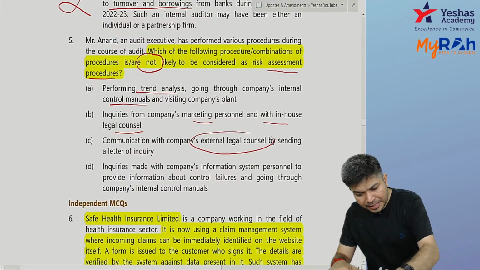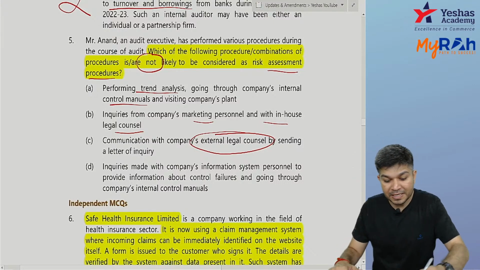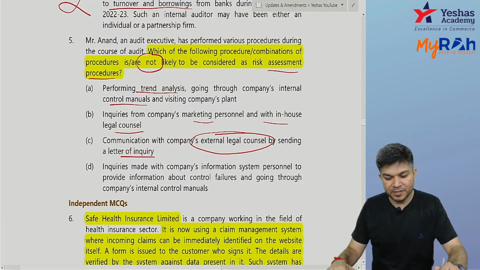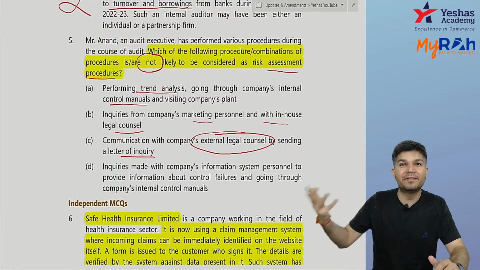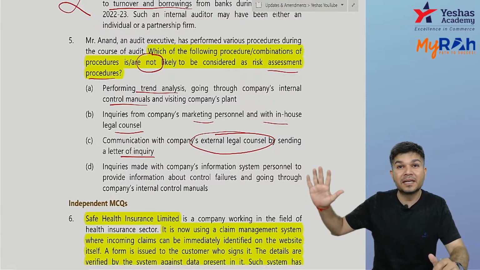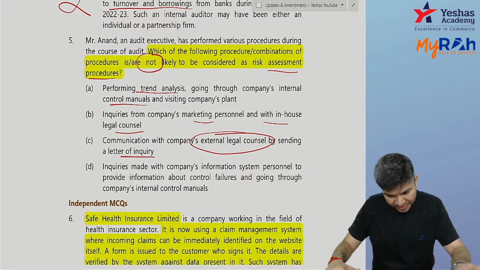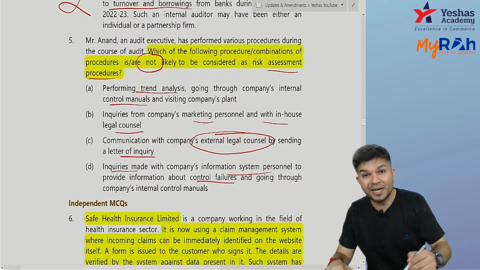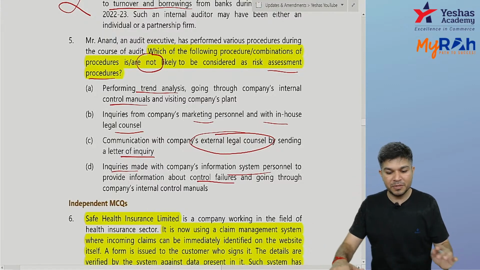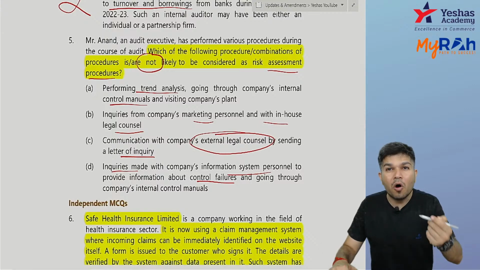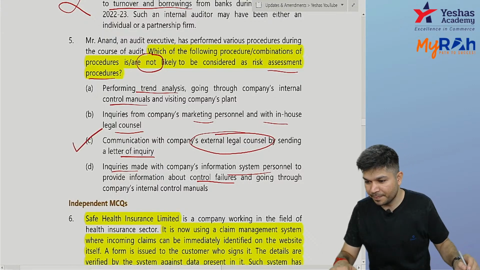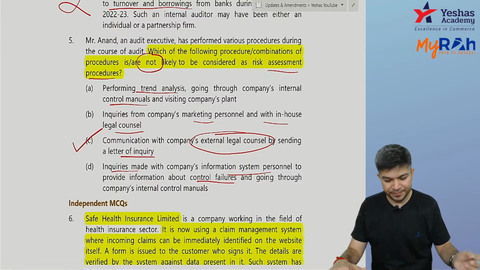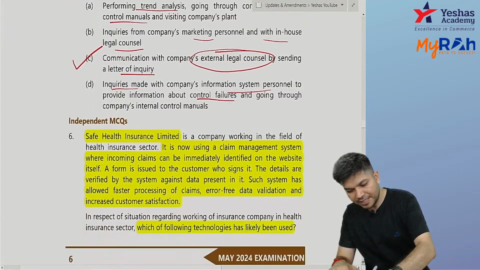Inquiry from external legal counsel by sending a letter of inquiry. This will be for the litigations going on. This is not to identify risky areas. This is basically understanding completeness of the litigation, etc. Inquiry made from the company's information system, IT personnel, to understand control failures. So this is again risk assessment. So out of all 4, which is not a risk assessment, the better answer is C. Clear? Okay, going to the next, independent MCQ.